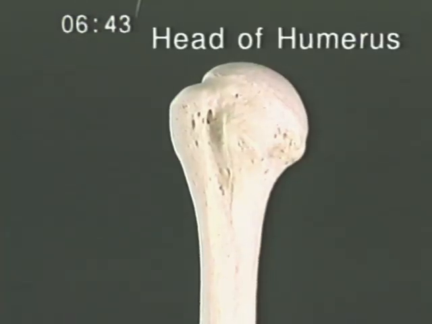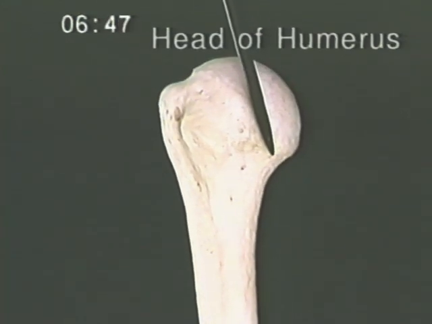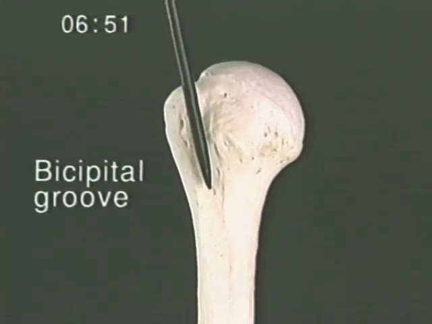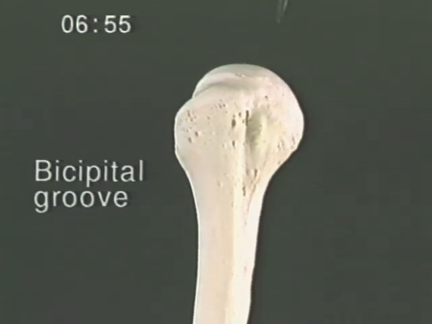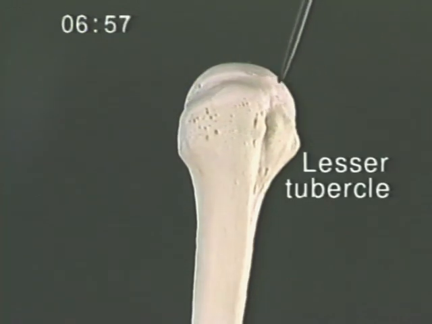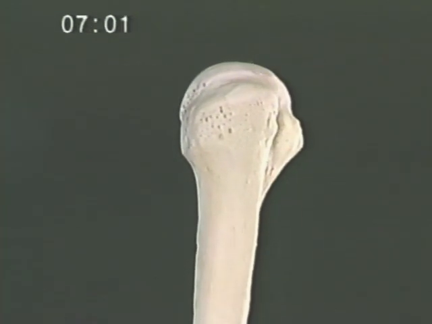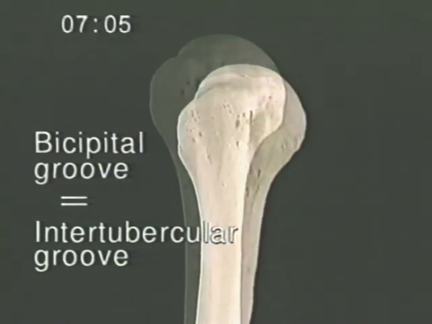This is the head of the humerus. The articular surface is half of a sphere. On the anterior aspect is a well-marked groove, known as the bicipital groove, because the tendon of the long head of the biceps runs in it. At the proximal end of the groove are the lesser tubercle and the greater tubercle. Because it's between two tubercles, the bicipital groove is also known as the intertubercular groove.